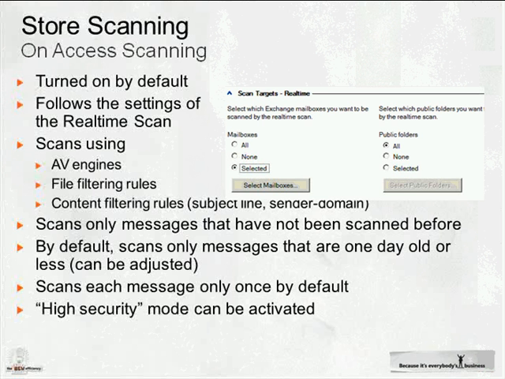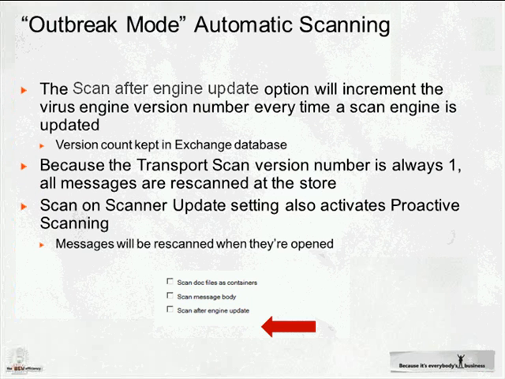Now, to enable heightened security on-access scanning: heightened security on-access scanning is controlled by the general option setting, scan on scanner update. Following a scanner update, previously scanned files can be rescanned when accessed if this option is enabled.